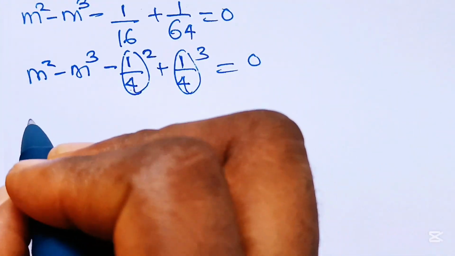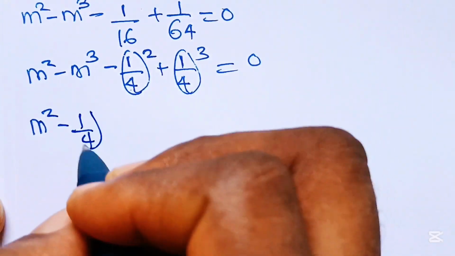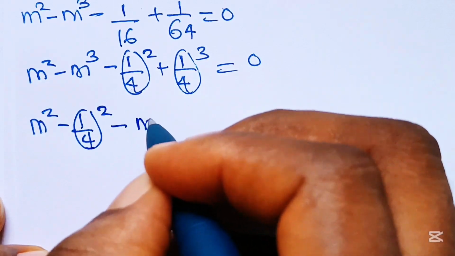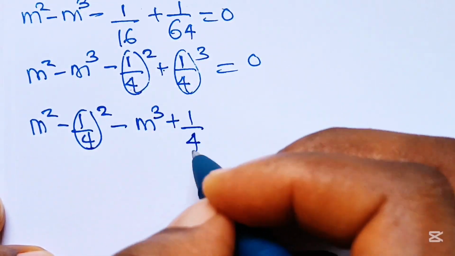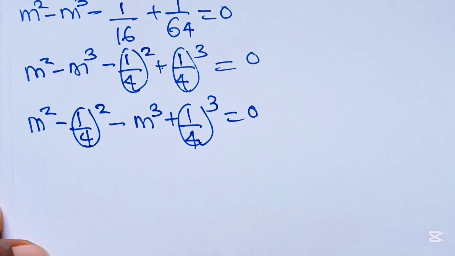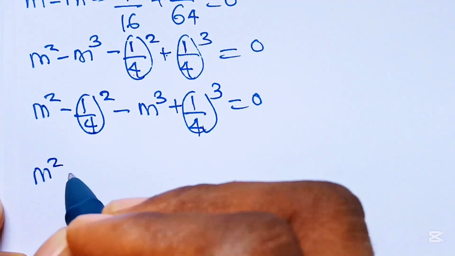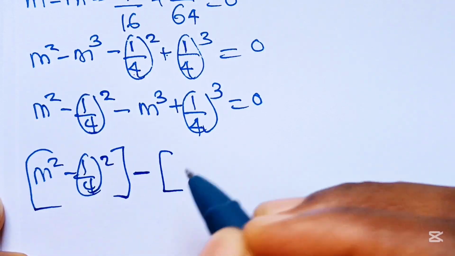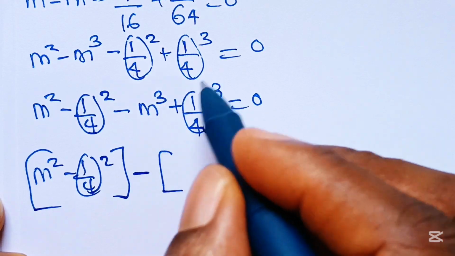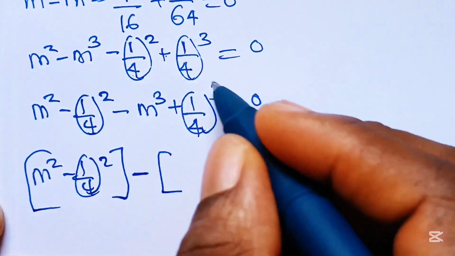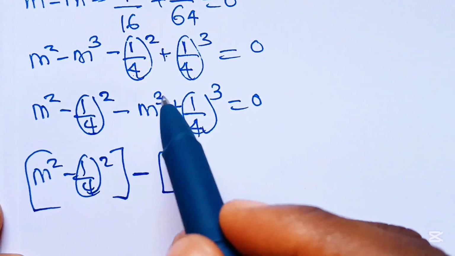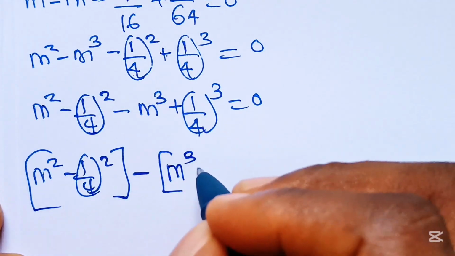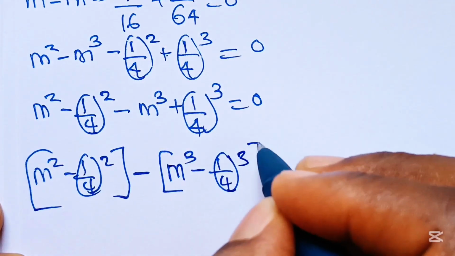Let's collect like terms. So we have m squared minus 1 over 4 squared, then we have minus m to the power of 3 plus 1 over 4 to the power of 3 is equal to 0. Now we have m squared minus 1 over 4 squared, okay, minus, so this will change to what? This plus 1 over 4 becomes minus 1 over 4 to the power of 3, while this minus m to the power of 3 becomes plus m to the power of 3. So we are going to have m to the power of 3, okay, and we are going to have minus 1 over 4 to the power of 3 is equal to 0.